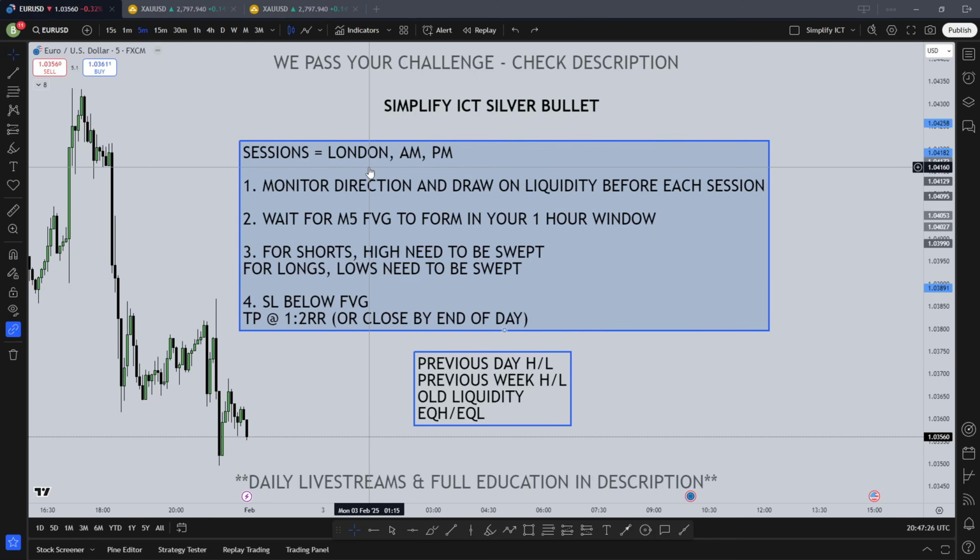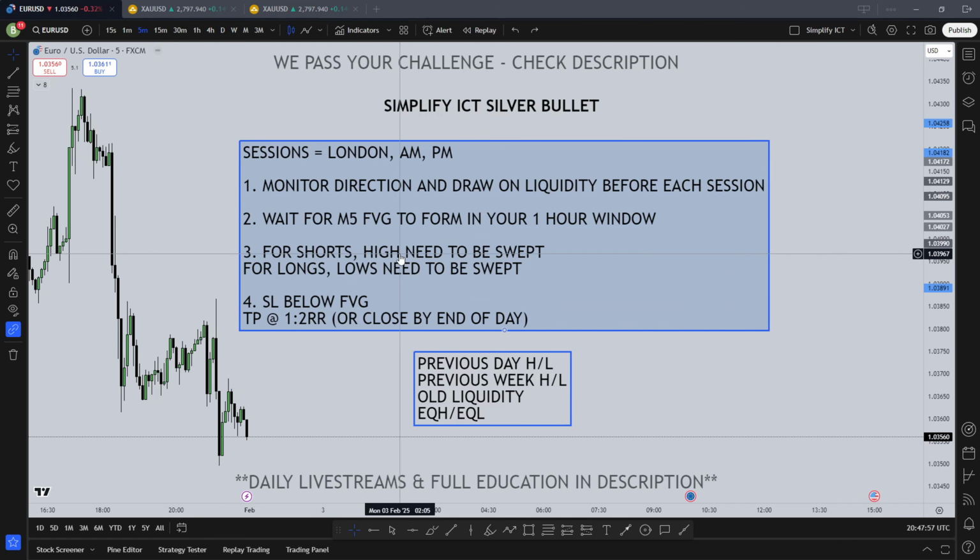We're going to be looking for trades in the London AM and PM session. You're probably wondering what times are these. Don't worry, I'm going to show you when we're on the real chart examples. First step. Monitor your direction and the draw on liquidity before each session. So around half an hour before our session opens, we're going to watch price action and get a general idea of what the trend is like overall.